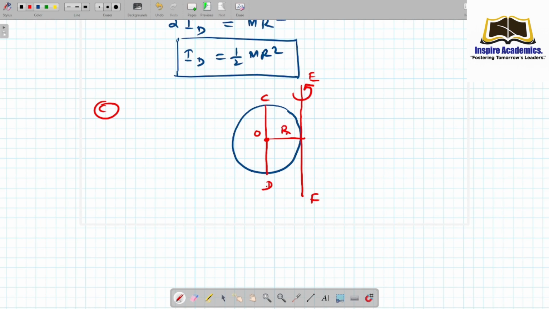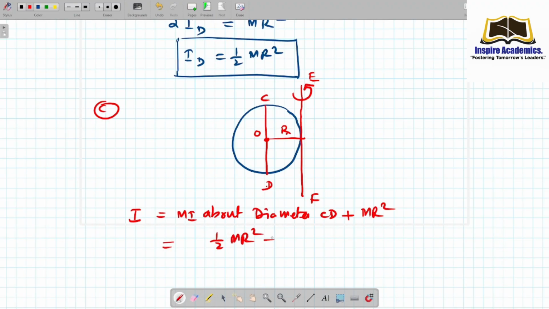Okay, so what did I tell you? Moment of inertia I is moment of inertia about diameter CD plus mr square. This is how I explained you the theorem. So about diameter it will be half mr square plus mr square. It is 3/2 mr square.